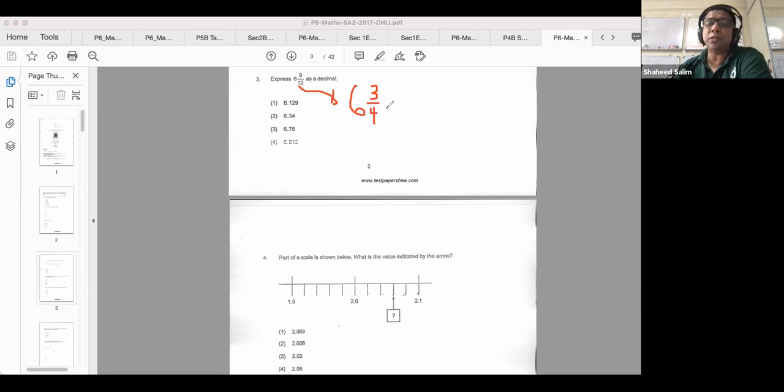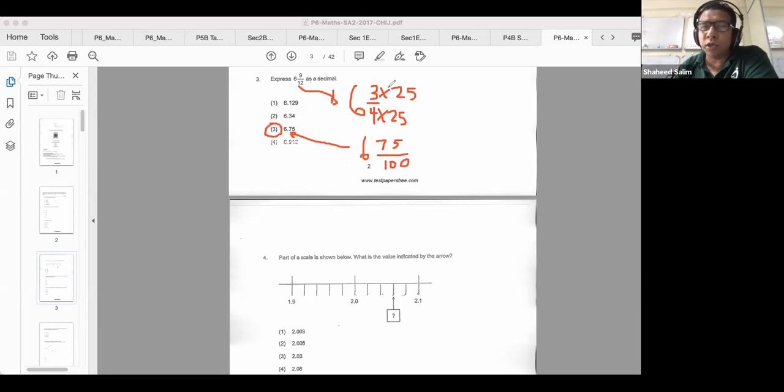Now, if you want to change this to 100, let's say we change to 100, you can times by 25. I'm showing you one method lah, one method. Times by 25. You get 675 over 100. This automatically means it's like that one. Number 3.